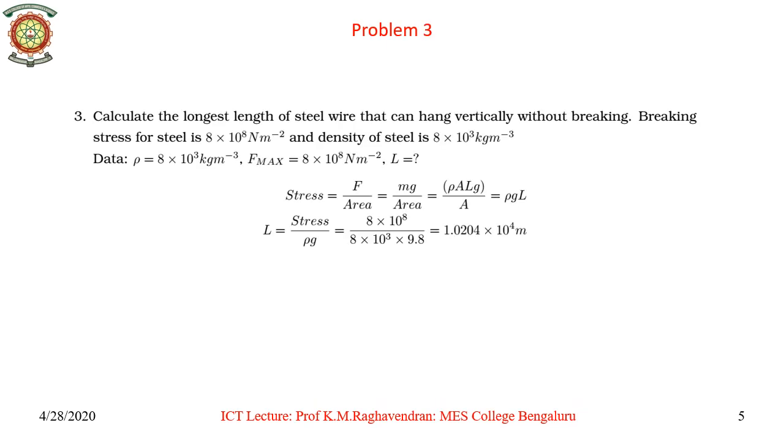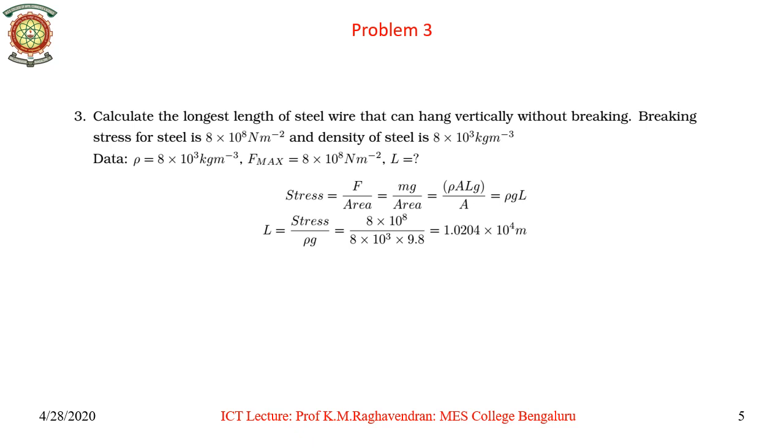The third problem on elasticity states that calculate the longest length of steel wire that can hang vertically without breaking. Breaking stress for steel is 8 into 10 to the power of 8 Newton per meter squared, and density of steel is also given as 8000 kg per meter cube. Now, breaking stress means the maximum stress that the wire can take before it snaps. We need to find the longest length of the wire that will break under its own weight.